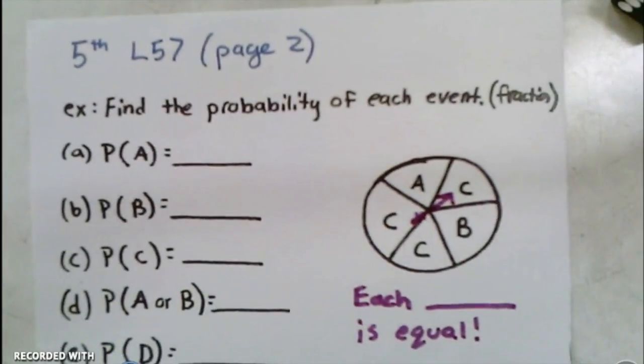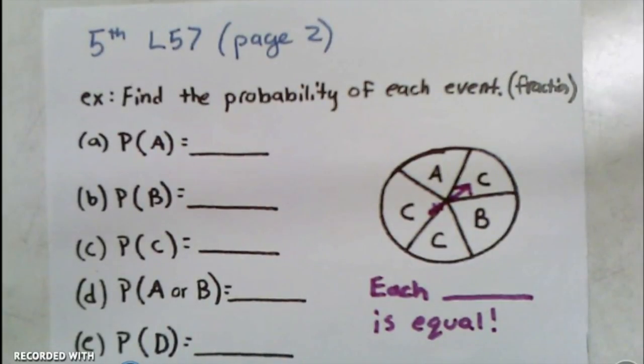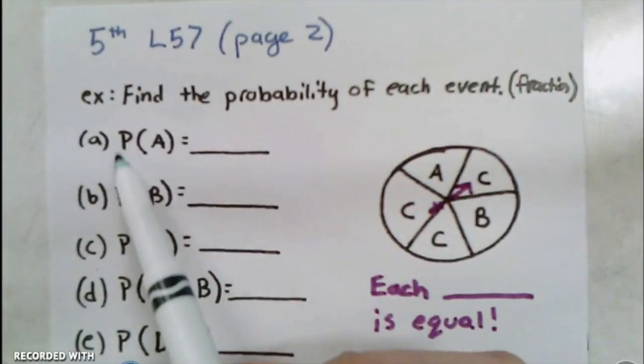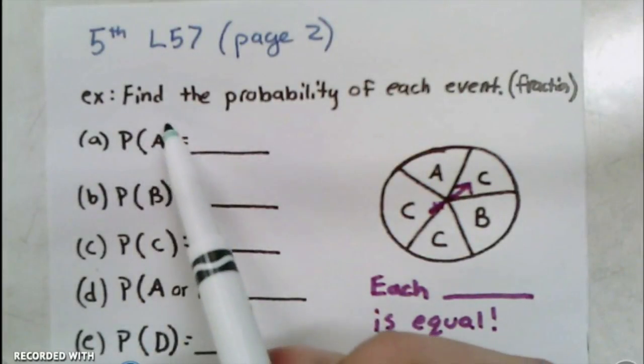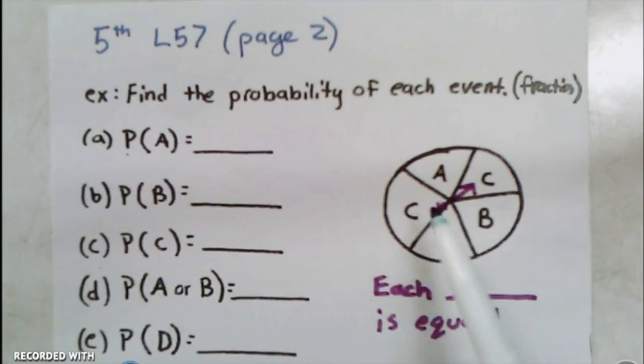All right, here's our second page. So another type of probability experiment. Find the probability of each event and write it as a fraction. So this P means probability of, and then there's something in parentheses. So find the probability of getting an A.